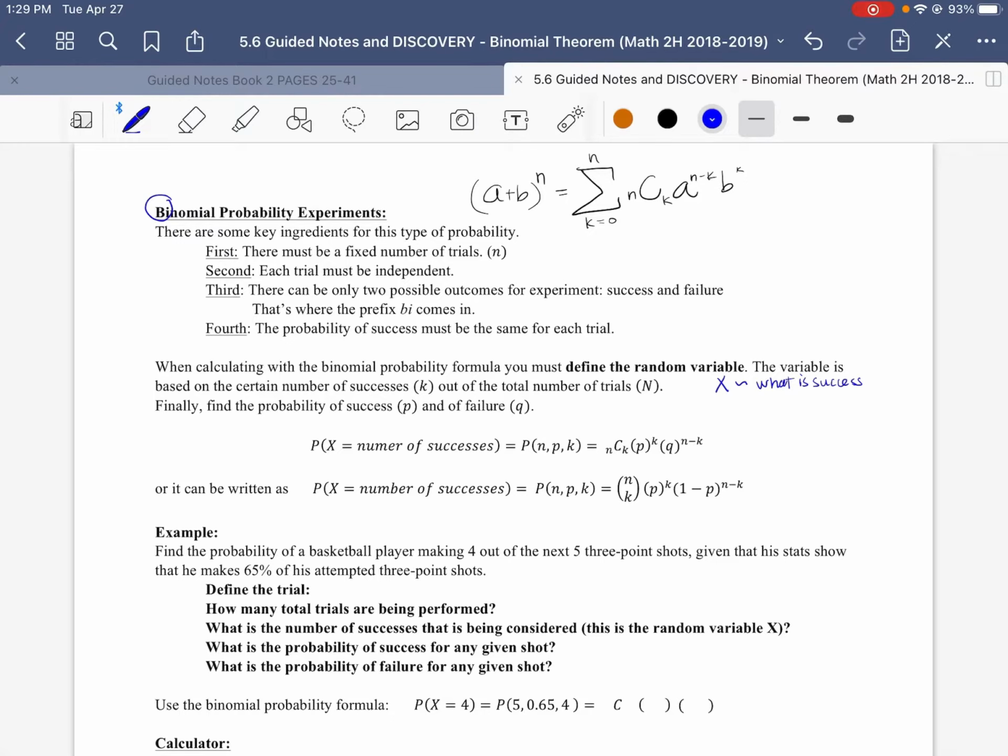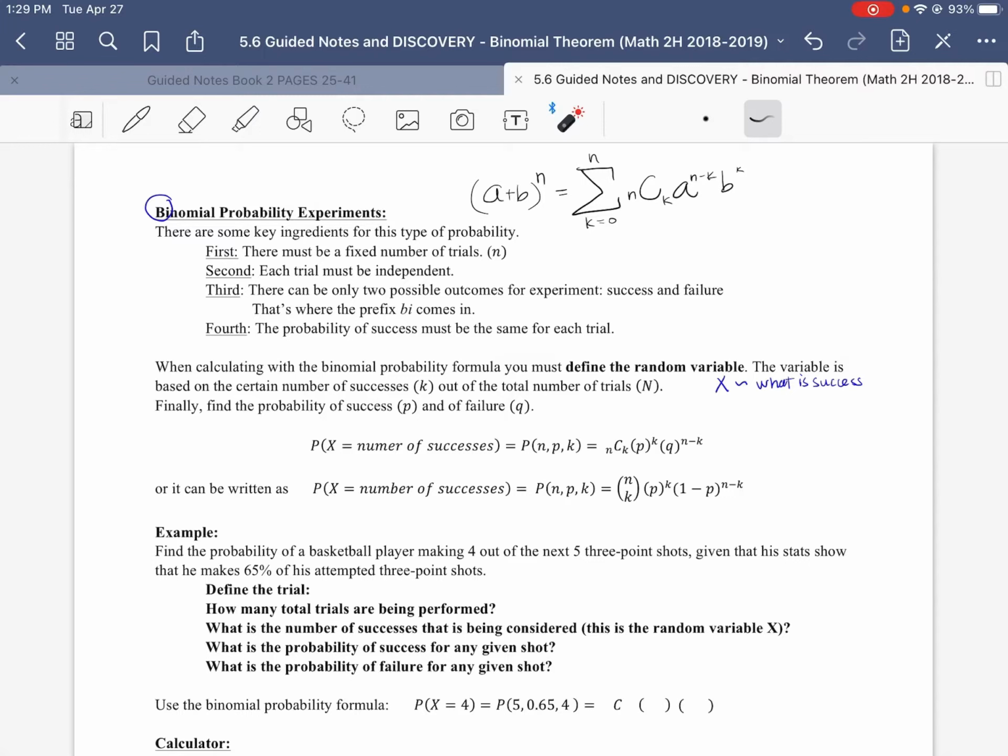Then as I perform the experiment, or calculate things related to the experiment, now I know what I'm looking for when I calculate for a certain number of successes. So you'll notice over here as we start to put this together, we're finding the probability of a certain number of successes. Okay, so I've defined what success is. Now I'm looking for maybe 2 of them, or 3 of them, or 5 of them. And then we're going to plug it into this formula.